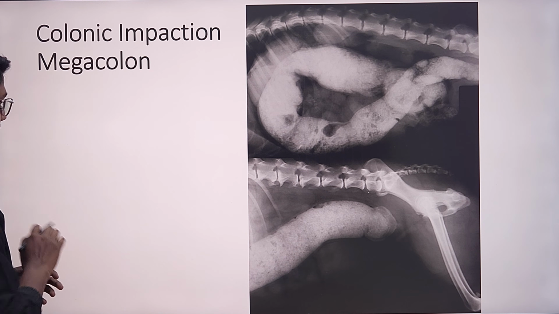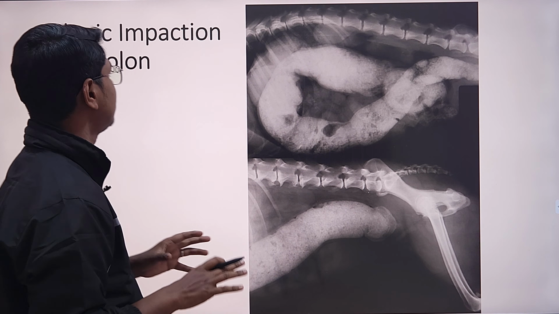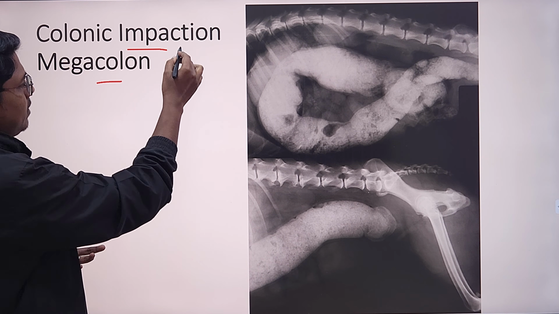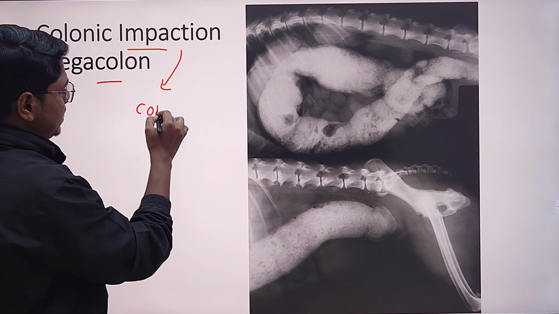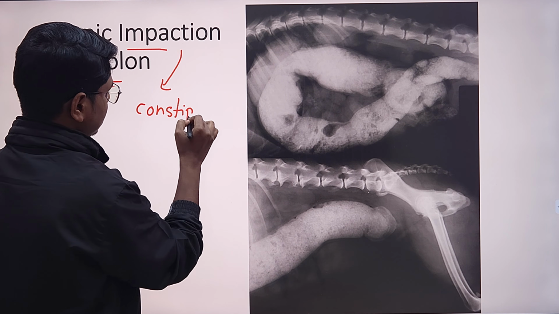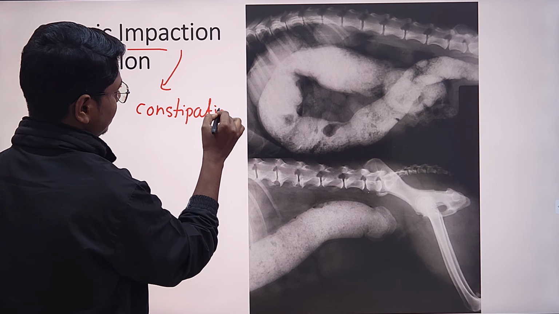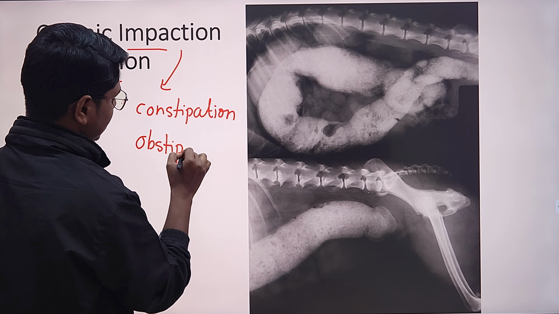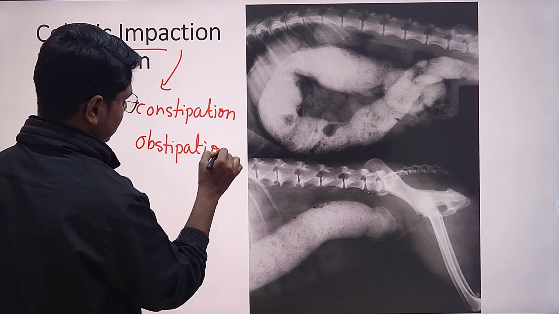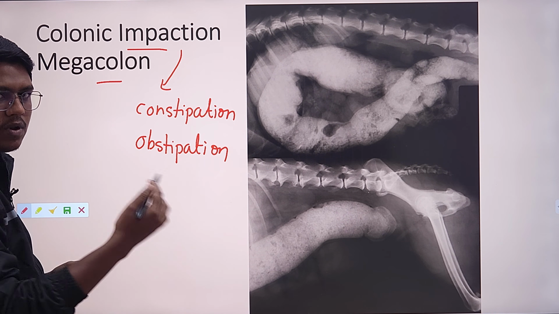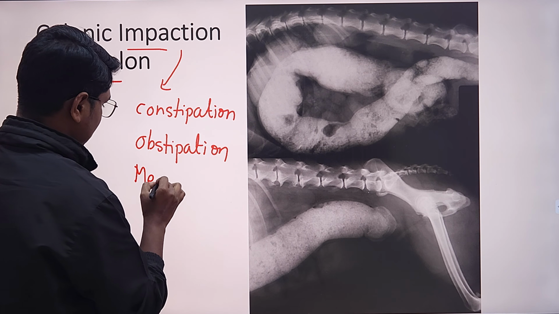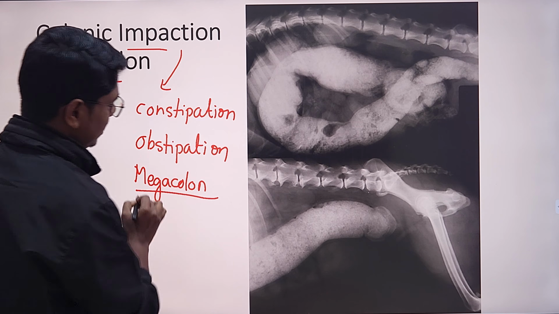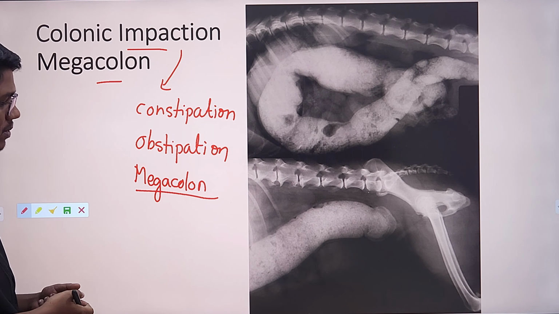Next, let us go to the pathologies, the diseases. First one is the colonic impaction, which may result in megacolon. When there is colonic impaction, it may result in constipation. When not treated for a long time, it will result in obstipation. Till obstipation, it is reversible. If they are not treated for a longer time, then it can result in megacolon. Once there is megacolon, it is irreversible.